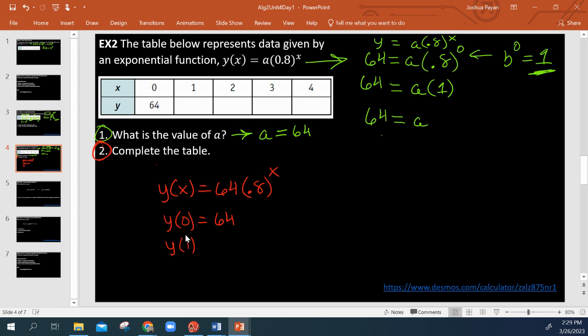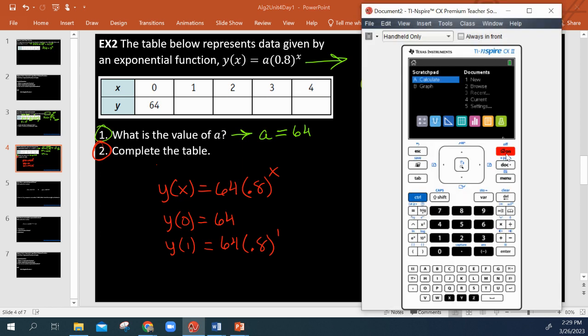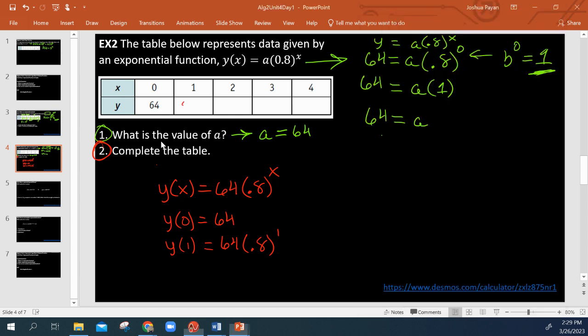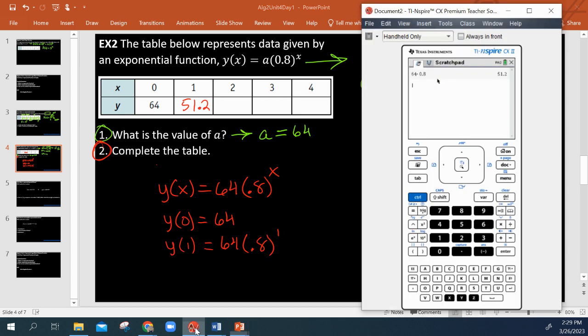Okay, but what about y of 1? Well, that's going to be 64 times 0.8 to the first power, right? So that's just going to be 64 times 0.8. If I just go to calculate here, 64 times 0.8, that's just going to be 51.2. And we could keep going this way, only this kind of sucks. Why don't we use our graphing calculator to work smart here? And that's exactly what we're going to do.